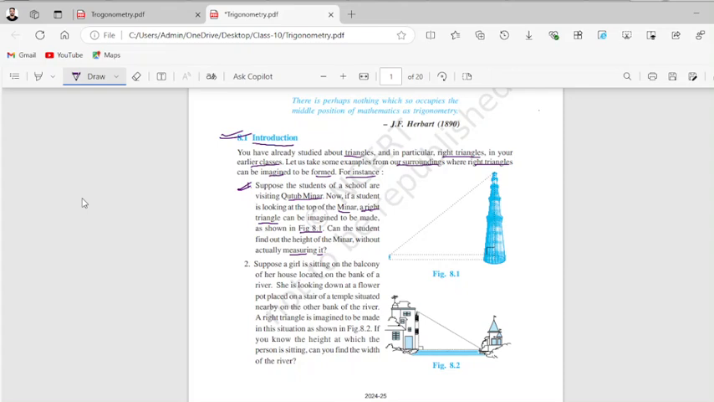So basically this is the boy and this is the Qutub Minar, which is a perpendicular. As a right angle triangle, this is the perpendicular, and this is the hypotenuse, and this is the adjacent side or base.